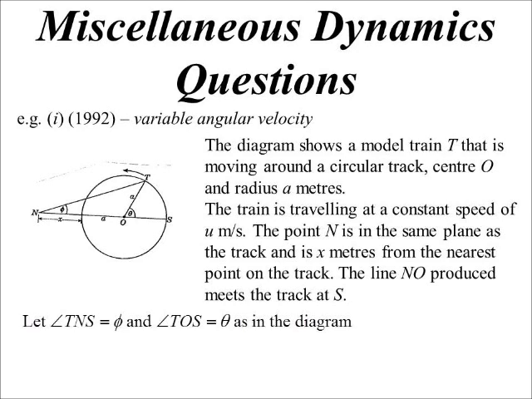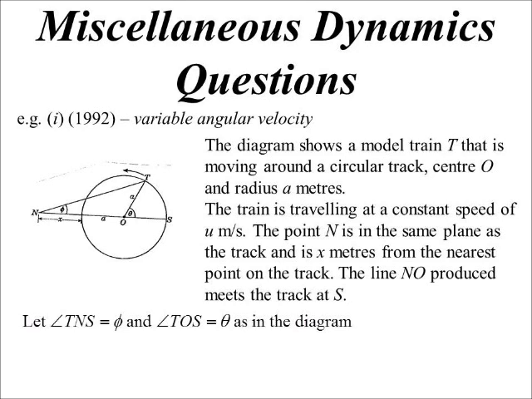Now, I said we only deal with constant angular velocity, and that's true, but what happens is, if you have a look at this diagram here, the train's on this circular track, and it moves around the circular track with constant angular velocity. But if we were to take a different reference point, so this point N here, and how that angle changed, that won't be constant. And so that's where the variable angular velocity comes into this question.